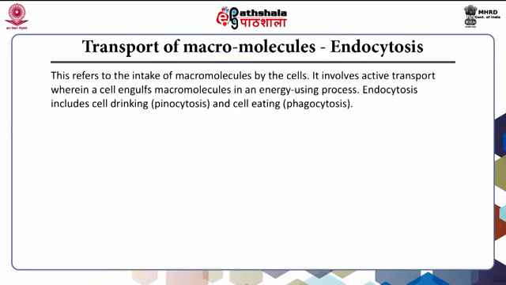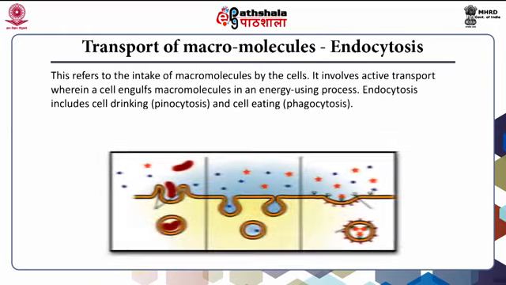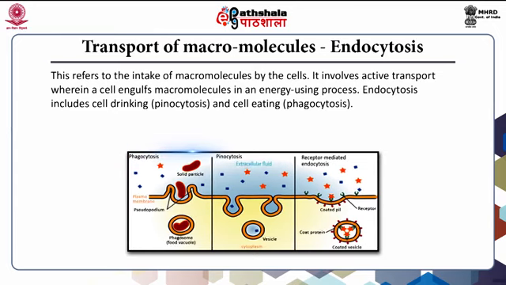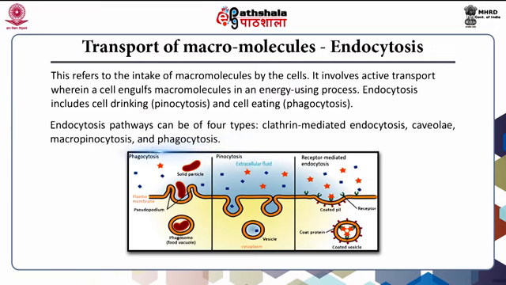Endocytosis. It refers to the intake of macromolecules by the cells. It involves active transport wherein a cell engulfs macromolecules in an energy using process. Endocytosis pathway can be of four types: Clathrin mediated endocytosis, Caveolae, Macropinocytosis and Phagocytosis. Let's discuss these.